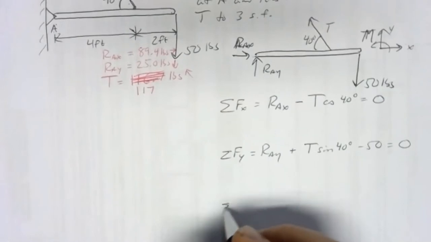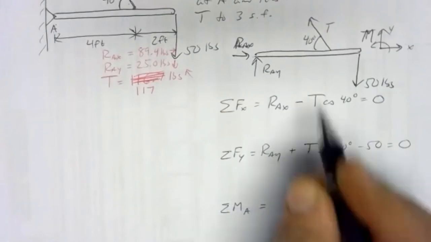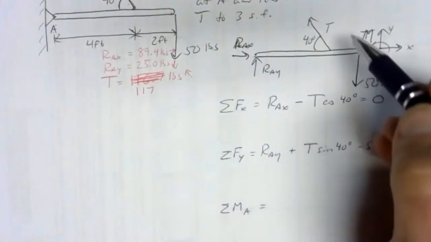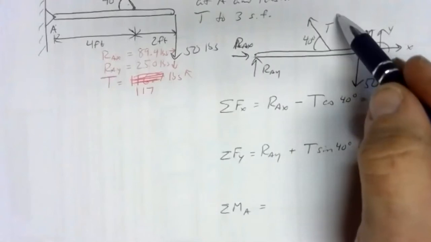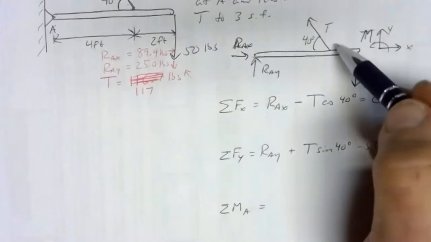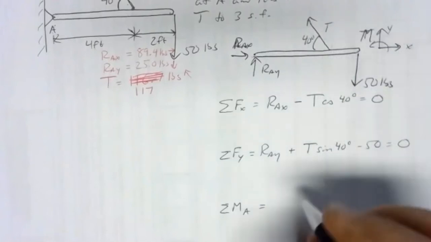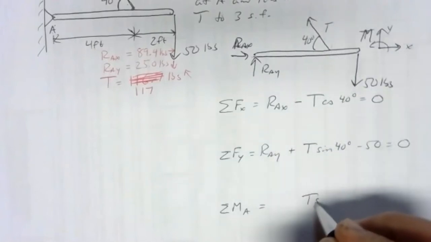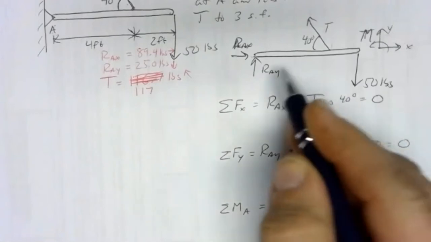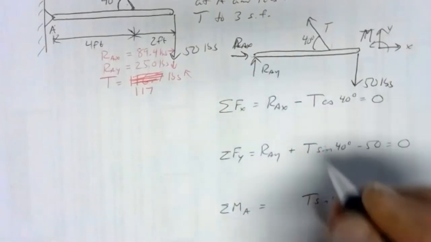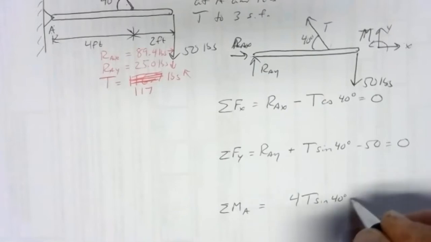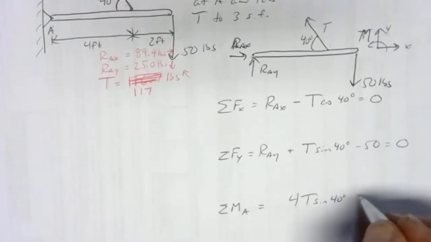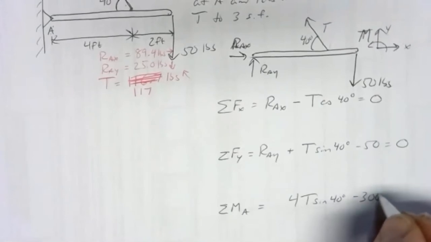And then for our moment equation, we still pick point A, because it'll knock out RAX and RAY. We just have to be careful about that tension. Only the vertical component of tension is going to create a moment. The horizontal piece will not. So we need T sine 40 as our force. The arm was 4 feet, just like in the last problem. So here, instead of 4T as in the previous problem, I have 4T sine 40, just that vertical piece. And then we have all that 50 pounds, 6 feet away. So that's still the minus 300.